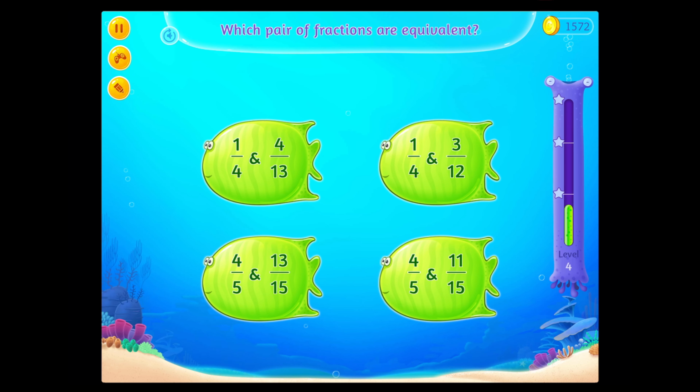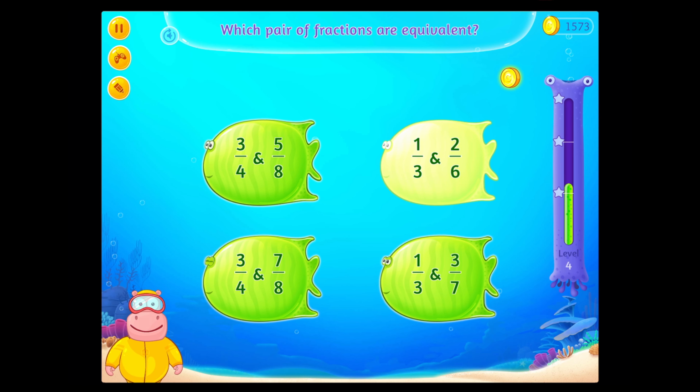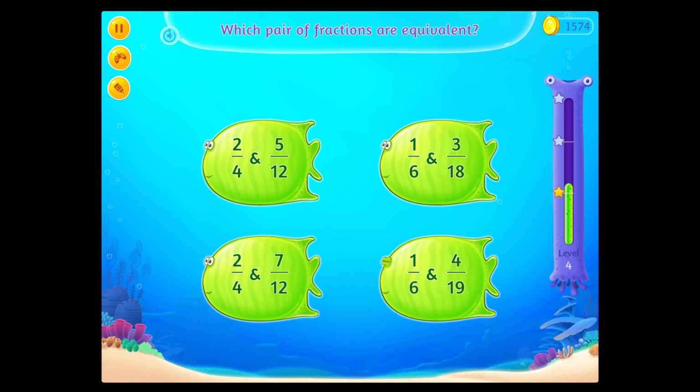Which pair of fractions are equivalent? Good going! Which pair of fractions are equivalent? Congratulations! You've done it! Which pair of fractions are equivalent? Fabulous!